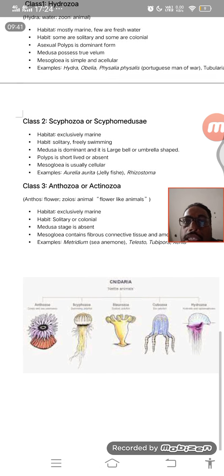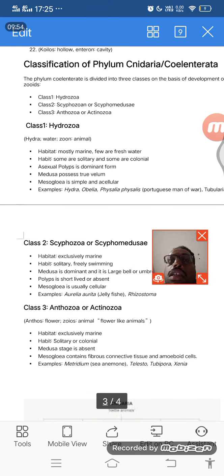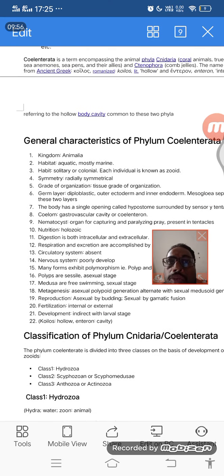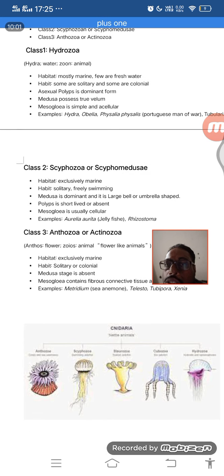Jellyfish comes inside this coelenterata. Then sea anemone, Portuguese man of war, sea pen, sea cucumber, they all come under this phylum, that is coelenterata. So all the characteristics you have to study.